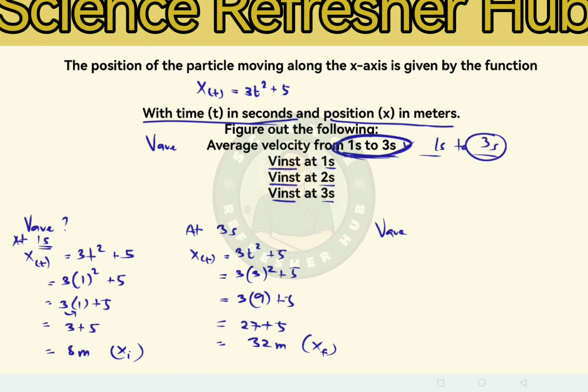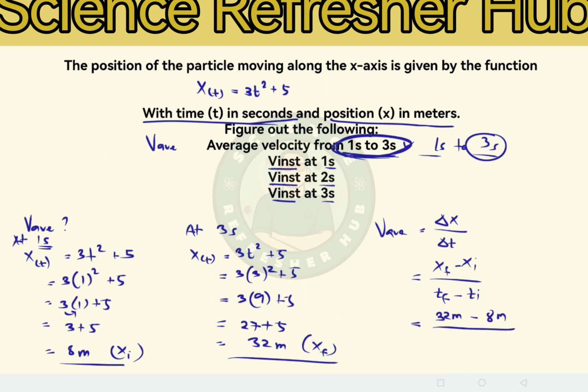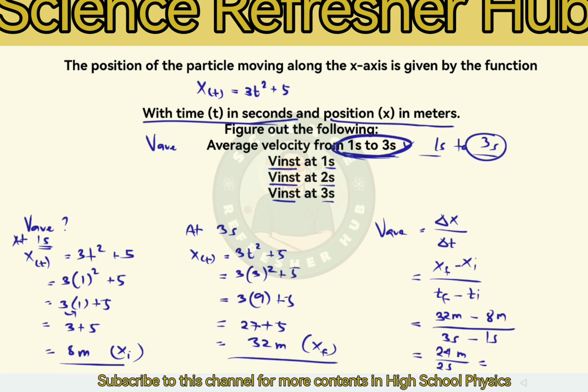Then to get the average velocity, remember the formula. It's just the change in position or displacement over change in time. So our change in position, x final minus x initial, over time final minus time initial. x final will be 32 meters minus our initial position 8 meters, over the final time, 3 seconds, minus 1 second. So 32 minus 8 is 24 meters, over 3 seconds minus 1 second, that's 2 seconds. And our answer will be 12 meters per second.